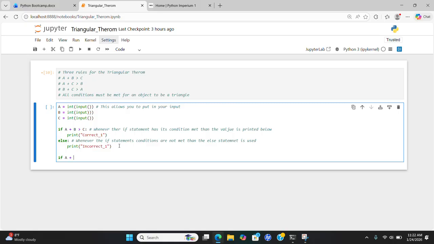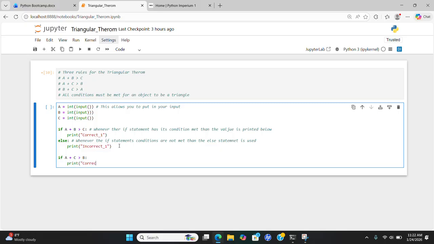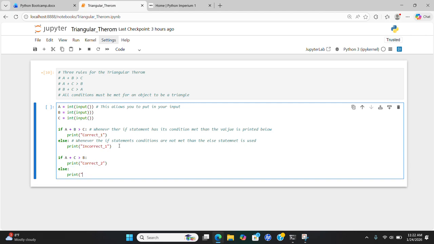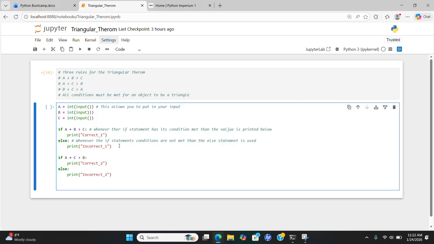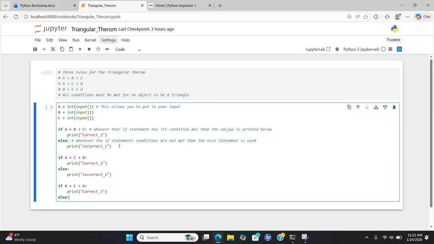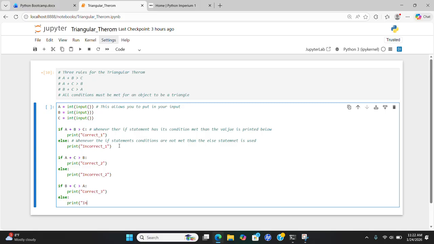If A plus C is greater than B, print correct 2. Else print incorrect 2. So that's for rule number 2. Now let's do rule number 3. If B plus C is greater than A, print correct 3. Else print incorrect 3. So let me show you how it works.